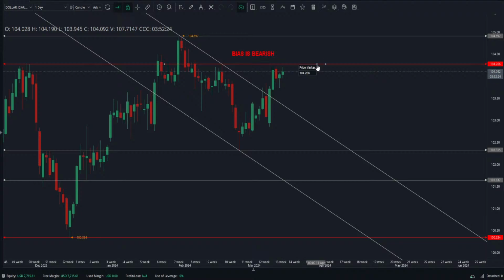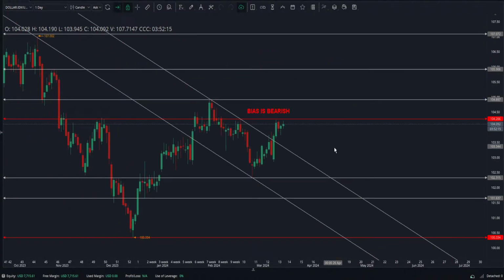Once it breaks, this bearish bias will be over and we'll try to become buyers in the US dollar with the first target of 104.89, and the next follow-on target will be 105.90. Thereafter we can also target 107.07, or otherwise you can target this high 107. Keep an eye on these three things here. Right now the bias is bearish. Till the time the price does not break higher than 104.26, we cannot be buyers in this market. Keep an eye on this one.